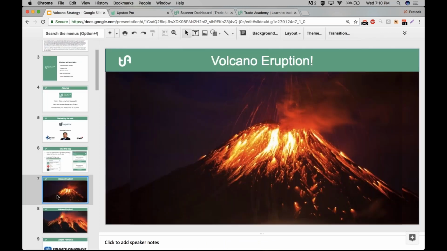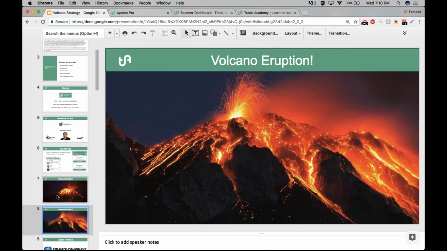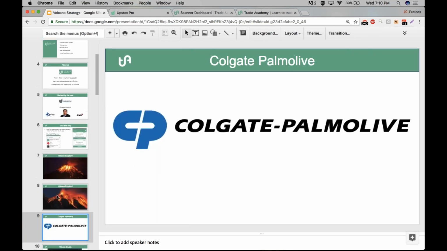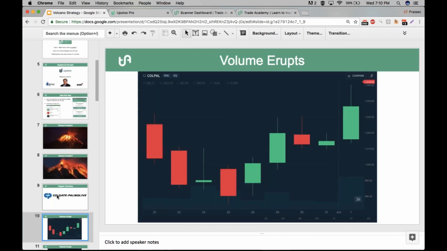Now, what's this? Everyone knows this is a volcano eruption. And a volcano eruption in the market is very different. I'm going to take an example of Colgate-Palmolive. I love teaching by showing real examples because that's what matters, right? We're all here to trade and not to learn too much. So let's look at this.